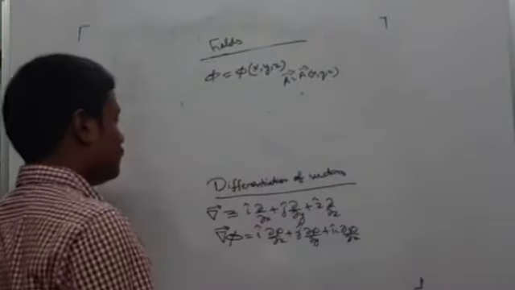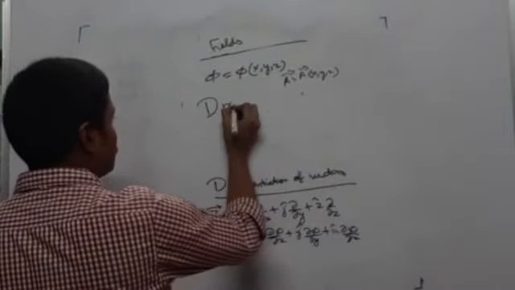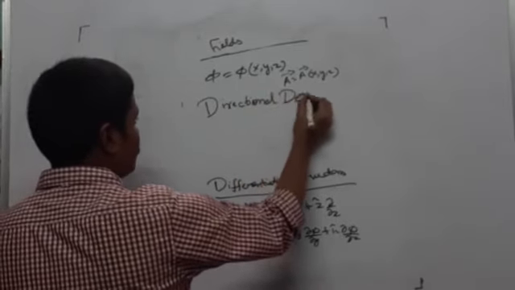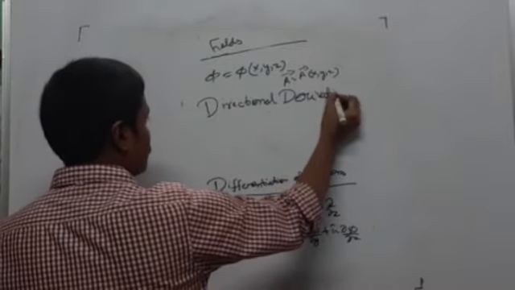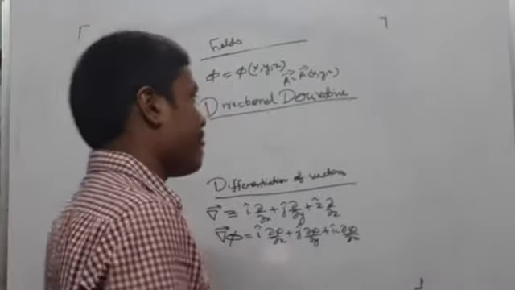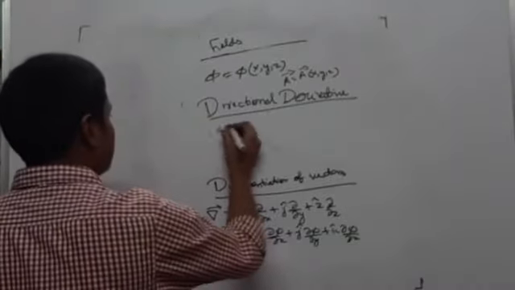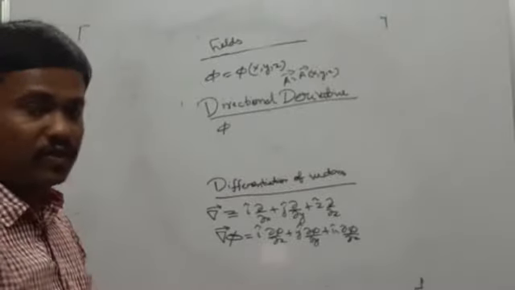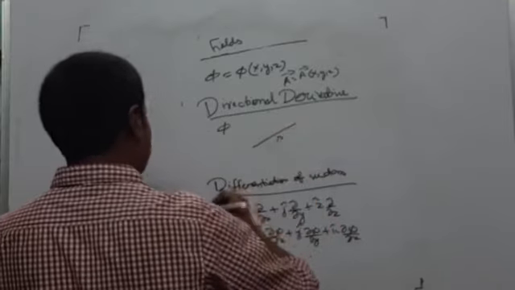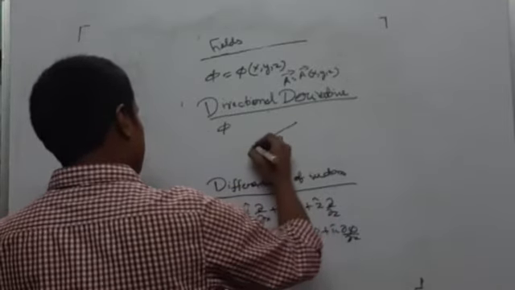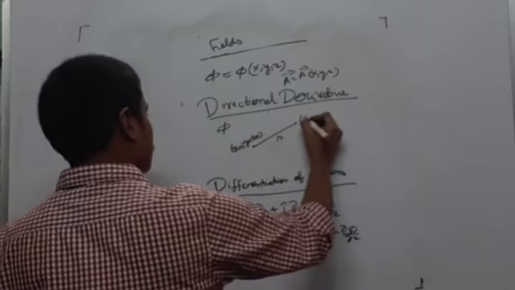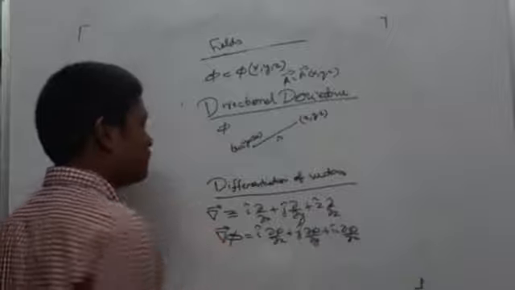So there is the concept of something called directional derivative. When you're dealing with vector fields or scalar fields, the concept of directional derivative comes in handy. So what does it mean? Let's say we have phi, and we want to move in any direction s in space, and let's say this movement is from a point x0, y0, z0 to x, y, z, right?